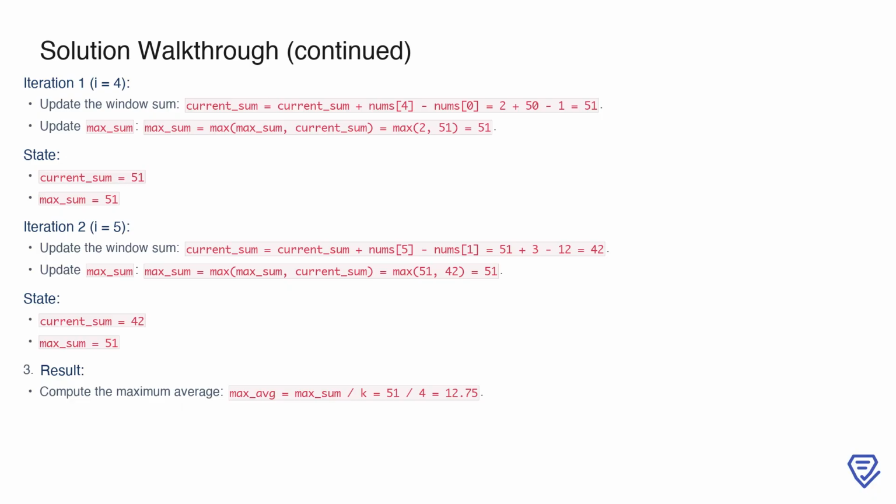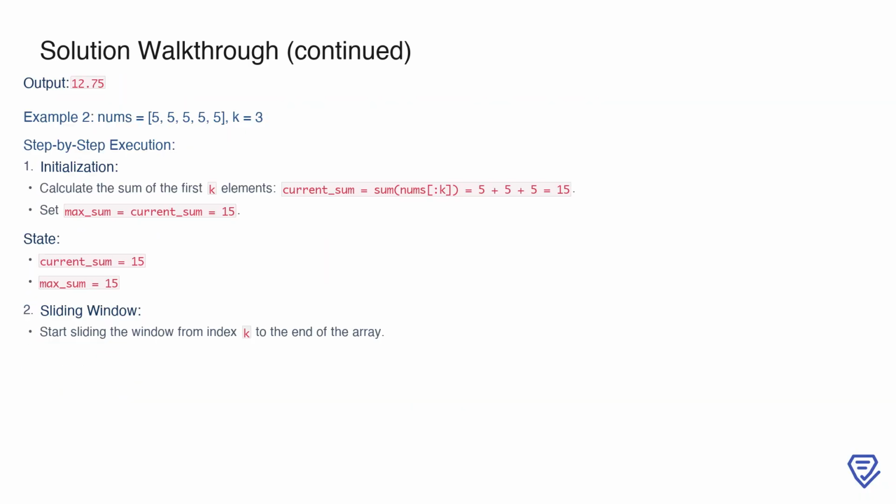At the end of this process, the maximum sum over all subarrays of size k is 51. Dividing this max_sum by k gives us the maximum average, which is 51/4 equals 12.75. The result for this example is a maximum average of 12.75.